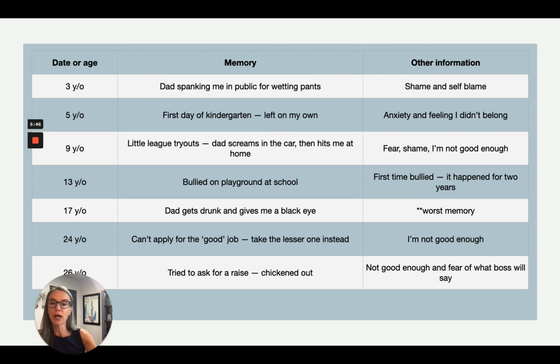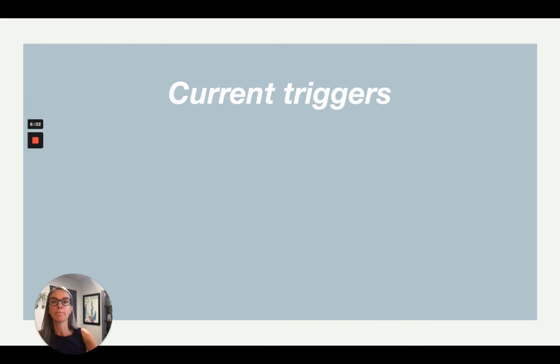And then finally, at age 26, he tried to ask for a raise by his boss, but he reports chickening out. He didn't feel he was good enough, and he was afraid of what his boss would say. And then he was passed up for promotion most recently because he didn't step up, and that's his most recent memory. So we've got a list now of client memories, past memories that relate to those first 3 symptoms that are all one cluster. Now those are going to travel together. And so that's the past.